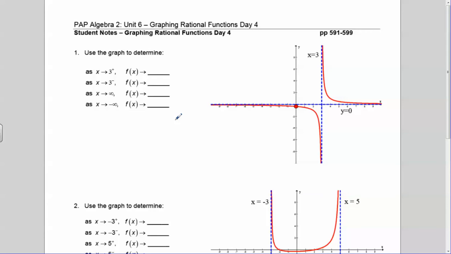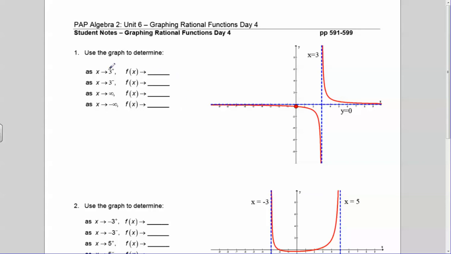This is day 4 of graphing rational functions. The primary topic of today's video is end behavior. The end behavior of a graph is the behavior of the graph as it approaches positive or negative infinity, and this can happen in either the x or the y direction. So let's take a look at the first problem here.